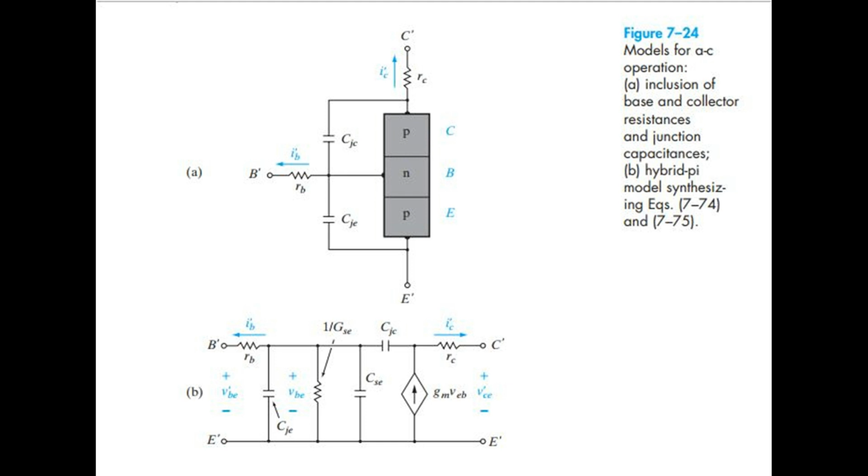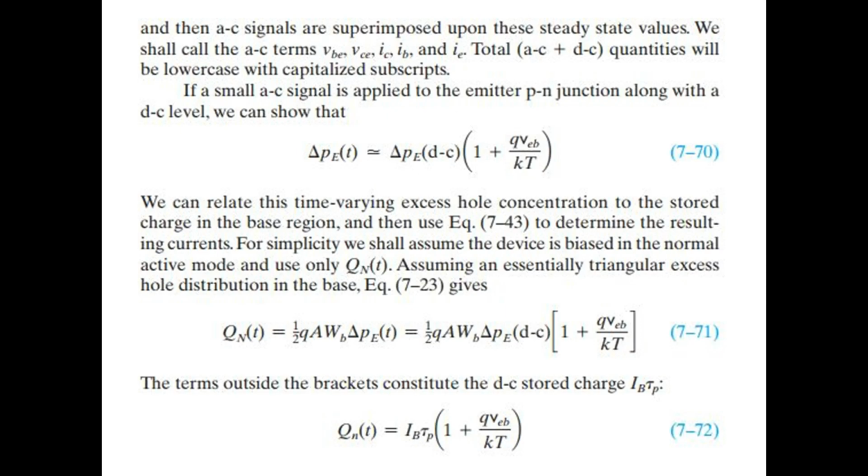Figure 7-24, models for AC operation. A. Inclusion of base and collector resistances and junction capacitances. B. Hybrid pi model synthesizing Eqs. 7-74 and 7-75. If a small AC signal is applied to the emitter PN junction along with a DC level, we can show that we can relate this time-varying excess hole concentration to the stored charge in the base region, and then use Eq. 7-43 to determine the resulting currents.